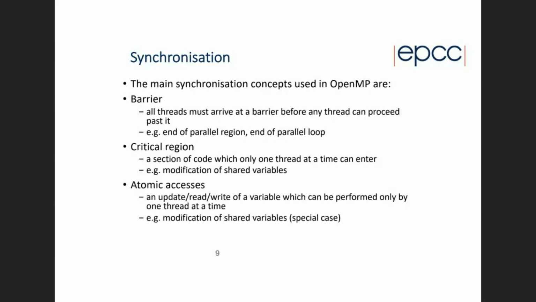Effectively, that's what's happening at the end of a parallel region. When the master thread waits for all the other threads, that's effectively an instance of barrier synchronization. And by default, we also get barrier synchronization at the end of a parallel loop.